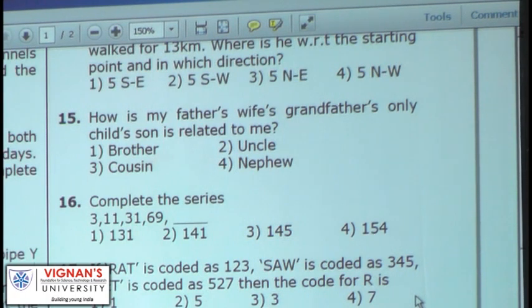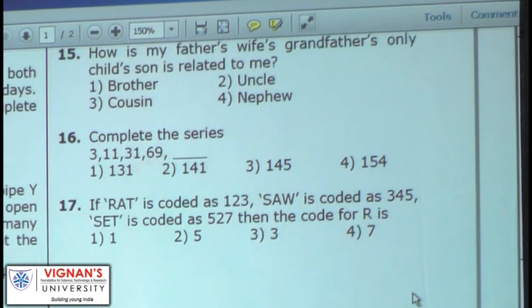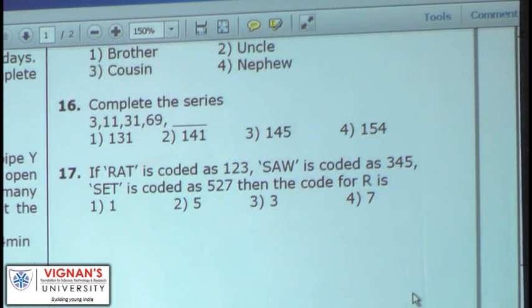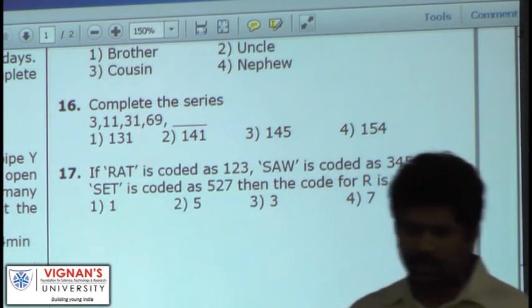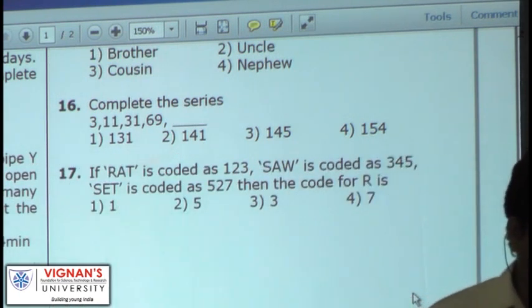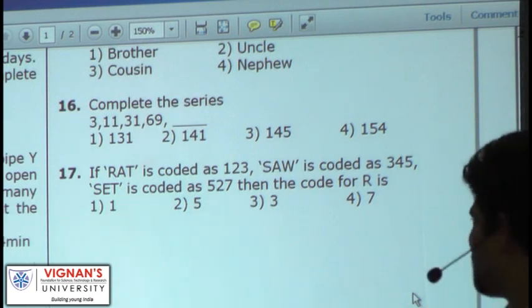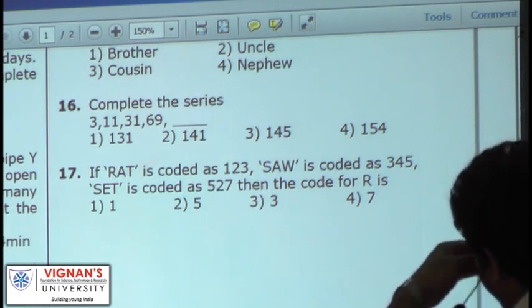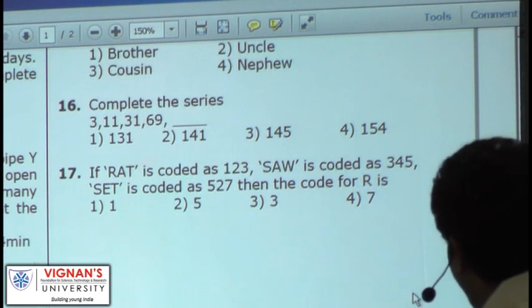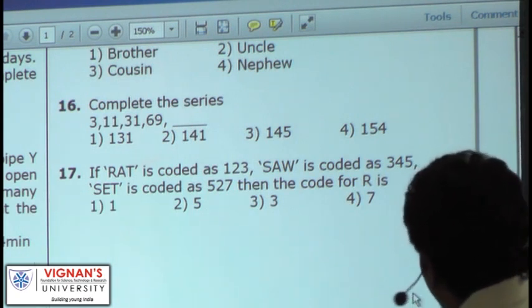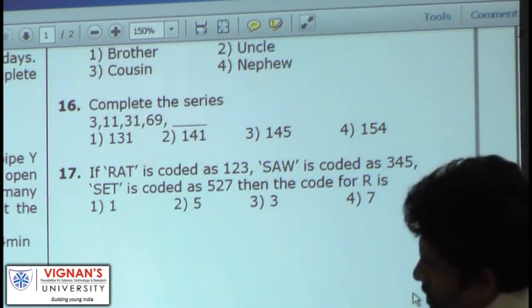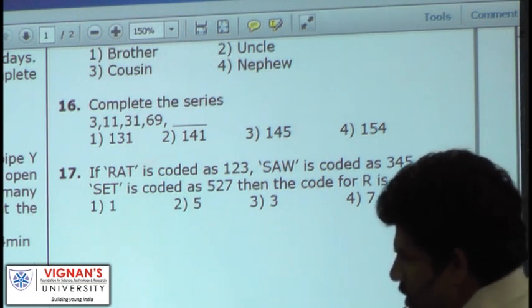Complete the series. 3, 11, 31, 69, 131. How 131? 1 cube plus 2, 2 cube plus 3, 3 cube plus 4, 4 cube plus 5, 5 cube plus 6. 125 plus 6, 131.